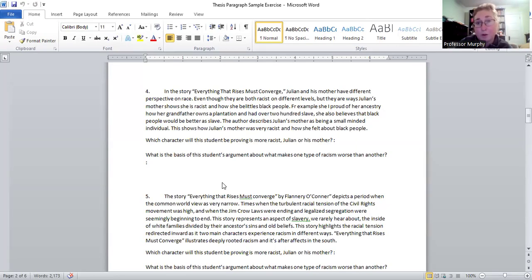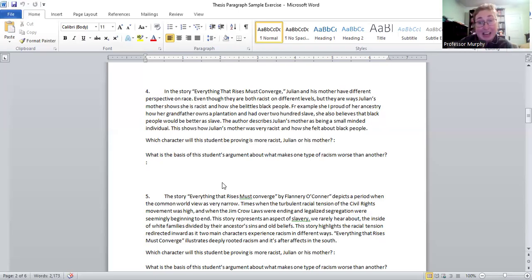All right, so which character will this student be proving is more racist? Julian's mother. I'm gonna guess Julian's mother on this. It does seem to be where things are going. What is the basis of what makes one kind of racism worse than another? We don't have that, do we? We have, again, we're kind of going that direction of, oh, she's bad, she's bad. Here's a list of why she's bad. Why is that worse than Julian? What makes this? Where is the argument for me?